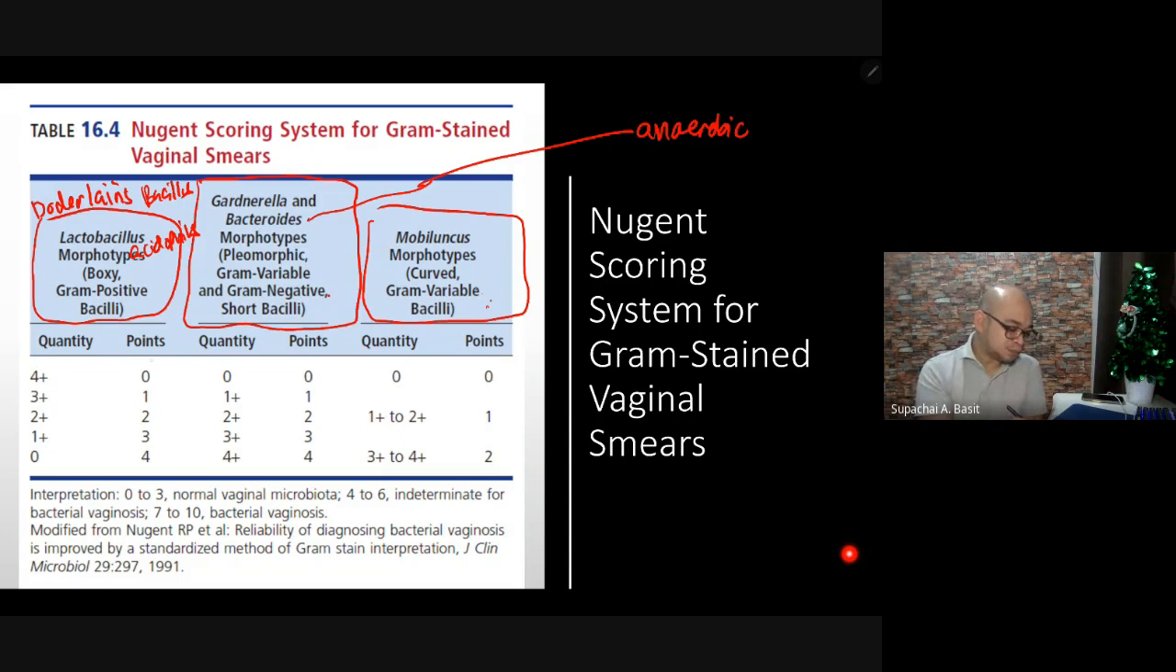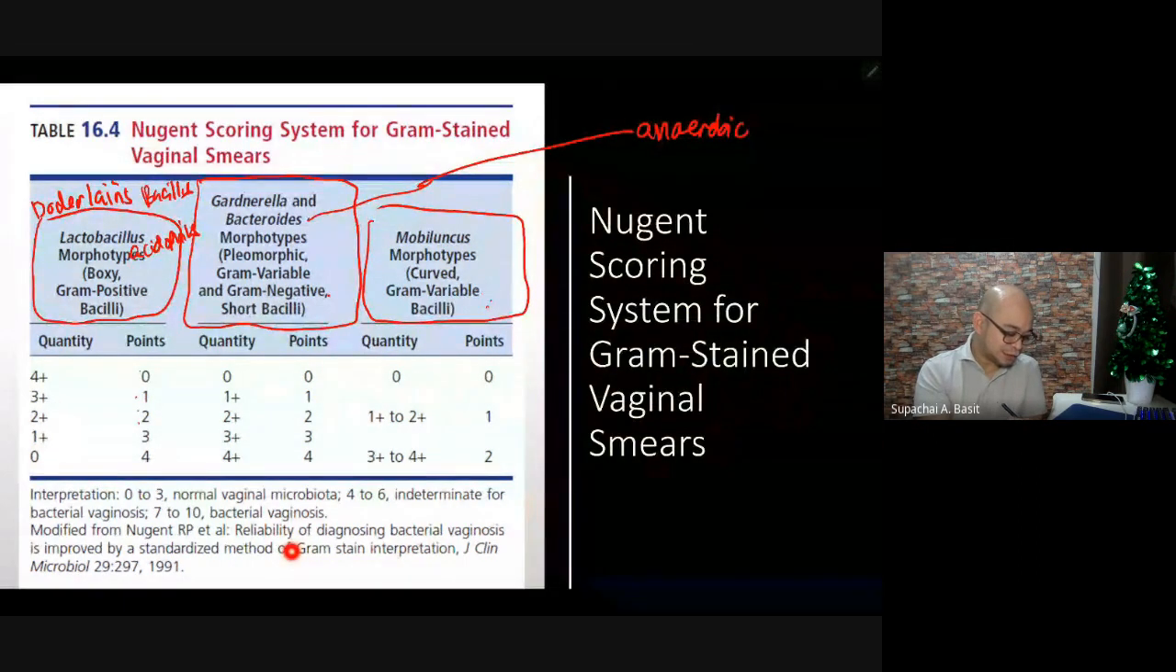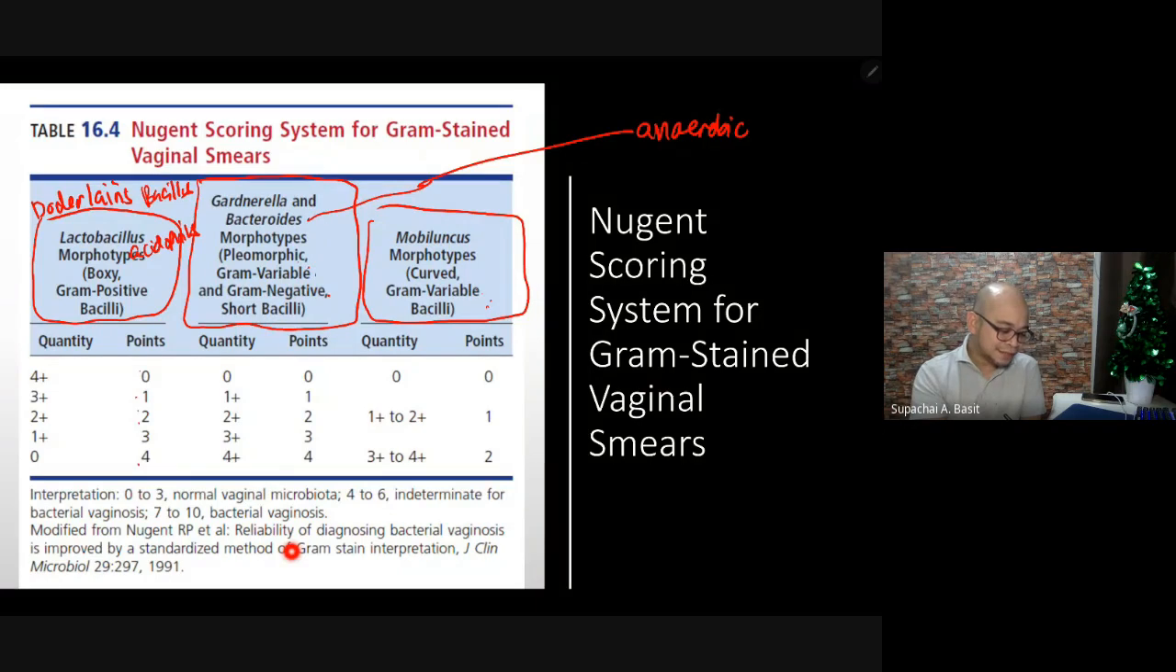So there would be a scoring system. It goes 0, 1, 2, 3, 4. If you are able to see pleomorphic, small gram-negative short bacilli, this is the scoring system. For Mobiluncus, this is the scoring system. Then we add the total score.